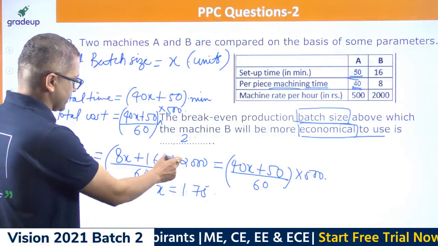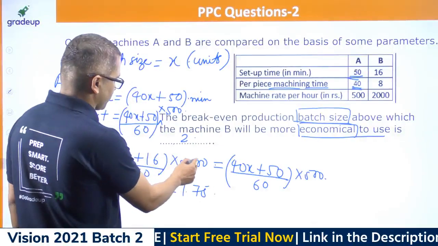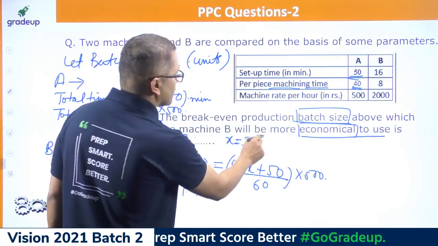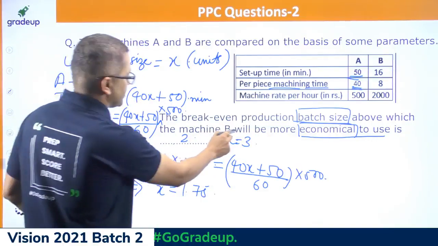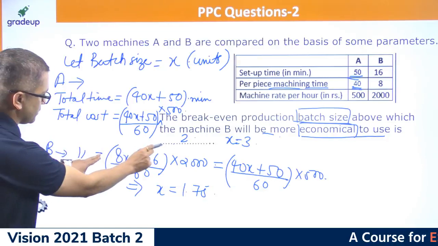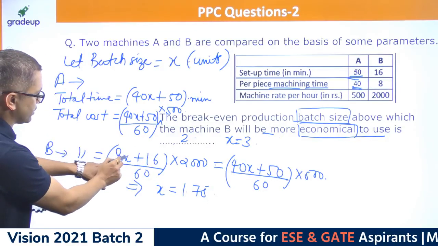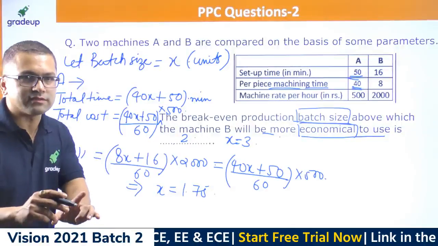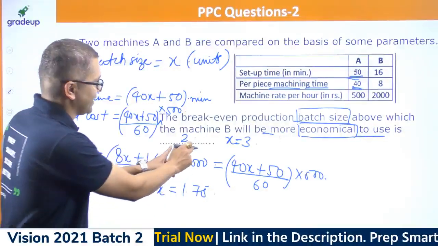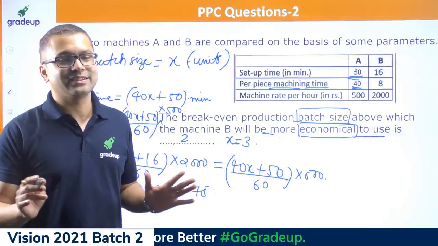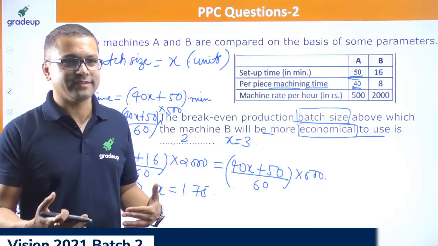If you put x equals to 3, what it says is machine B will be more economical. So this cost should come lesser. If you put x equals to 3, all right, you can go back home and try this. See it yourself. Otherwise, the question is wrong. It should have been A if it's not coming, all right. But you got the concept how to proceed ahead, all right.